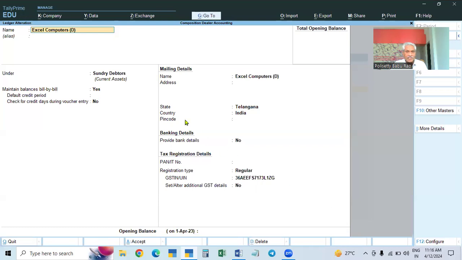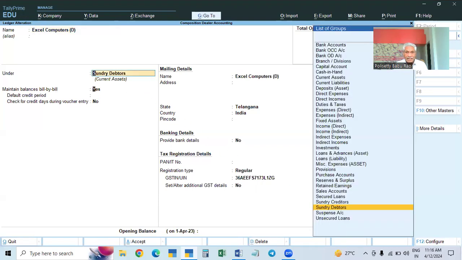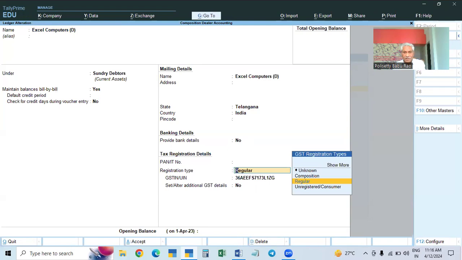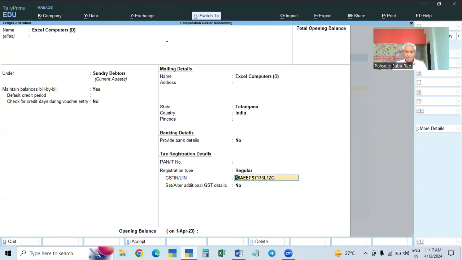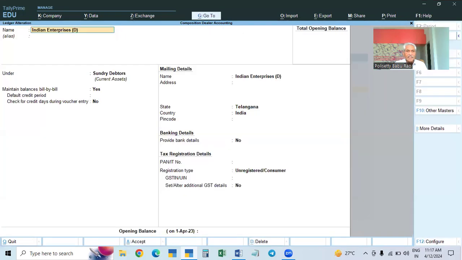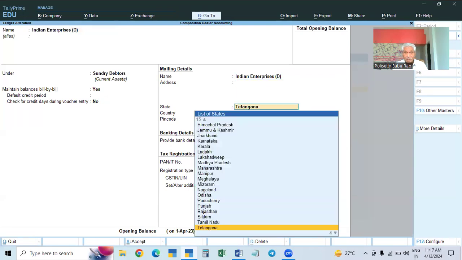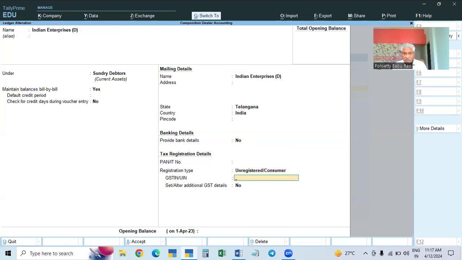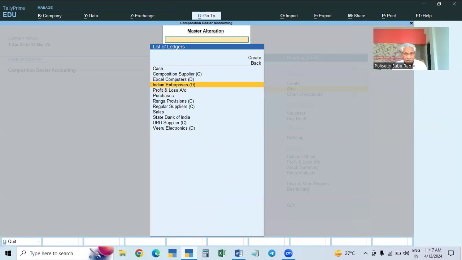Okay, so I am creating debtors. Excel Computers is a sundry debtor, and in this case I am taking regular. Excel Computers, we are taking regular dealer. And then another one is Indian Enterprises. So Indian Enterprises, sundry debtor, I am taking the same Telangana. Within Telangana state only, we have to sell. So Telangana, and here he is an unregistered dealer, Indian Enterprises, unregistered dealer. That's the second one. And the third one we are taking here.